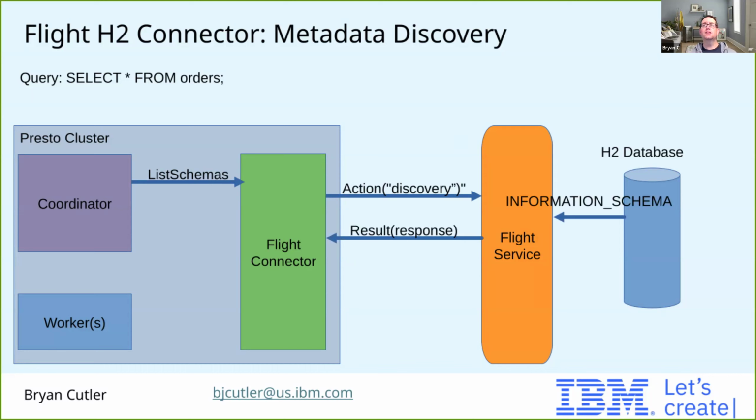Then the flight service gets that, queries the database to get the schemas and packages that up in that response message, sends it back to the client within the connector. And the connector unpacks that into a list that it provides back to the coordinator. And the coordinator now has the list of schemas. It's basically the same sequence for listing tables as well.